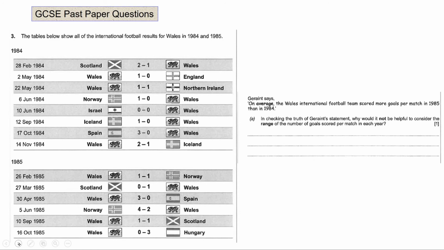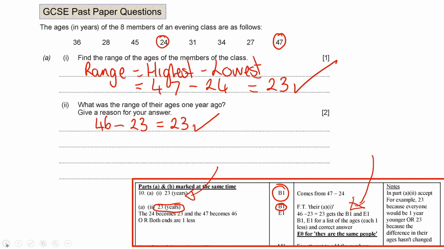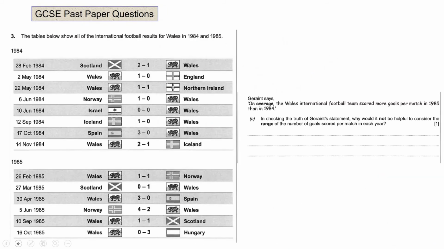Okay, so hopefully you pressed pause, you tried it out, and now you're marking your answer once you've given this question a go. This came up in June 2018, it's a numeracy question. So notice that this question here is a bit more of a maths type question. This one here is more of a numeracy GCSE question. So the tables below show all of the international football results for Wales in 1984 and 1985. So here we have the scores for 1984 and here the scores for 1985 below.